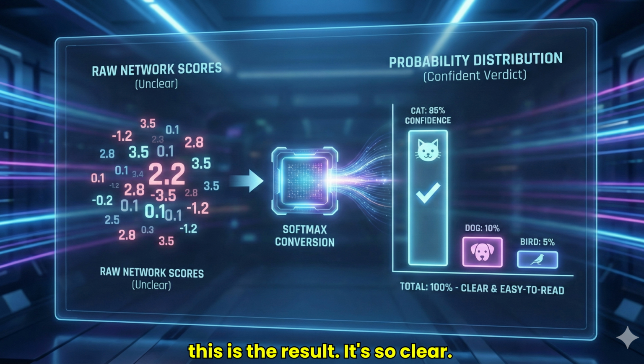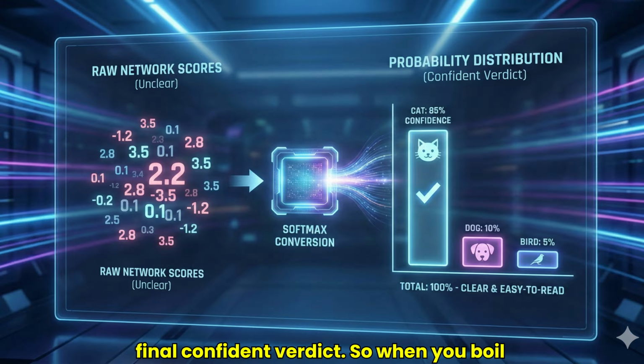And this is the result. It's so clear. Instead of just some random scores, Softmax gives us a beautiful, easy-to-read probability distribution. The network isn't just saying, "I think it's a cat." It's saying, "I am 85% confident this is a cat, 10% confident it's a dog, and 5% confident it's a bird." It gives us the network's final confident verdict.